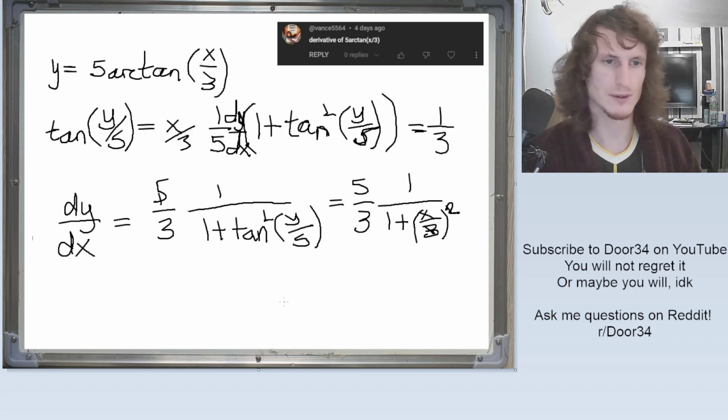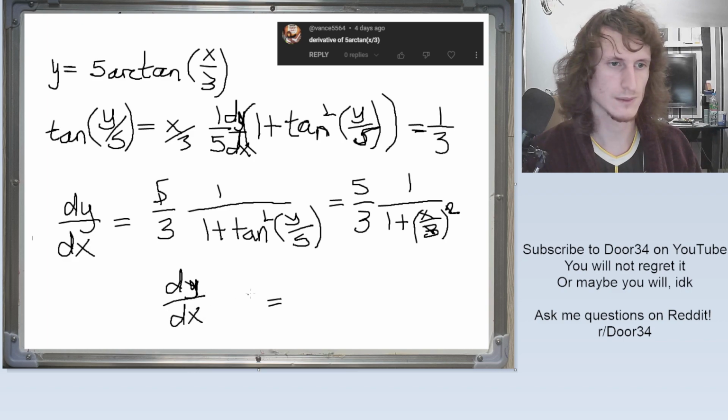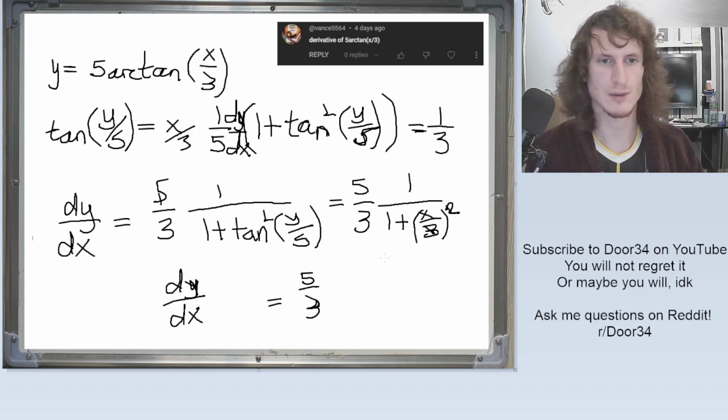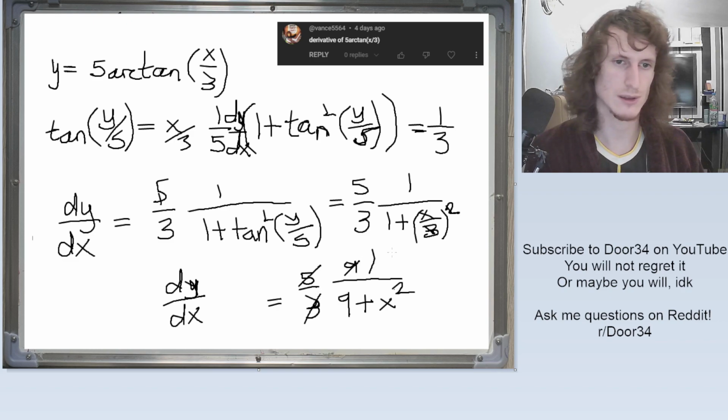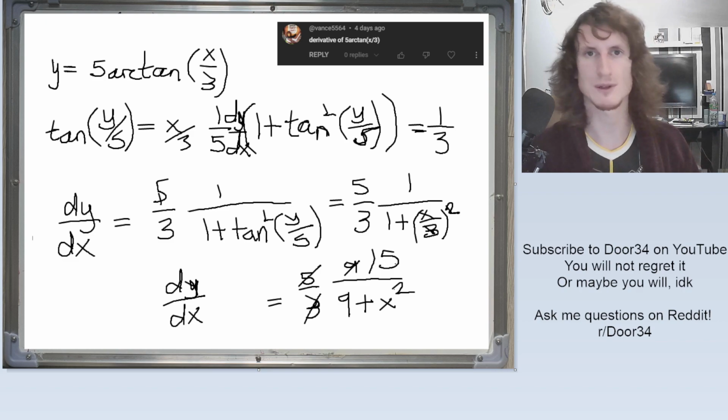And then we're just going to simplify. So in the end, we get dy by dx is equal to 5/3 times, and if we simplify this, we'll times everything by 9 on the top and bottom, so 9 over 9 plus x squared. Then we'll take out a 3 here, and times in the 5 as well while we're at it. So we're left with 15 over 9 plus x squared. So that's how you find the derivative of this function.